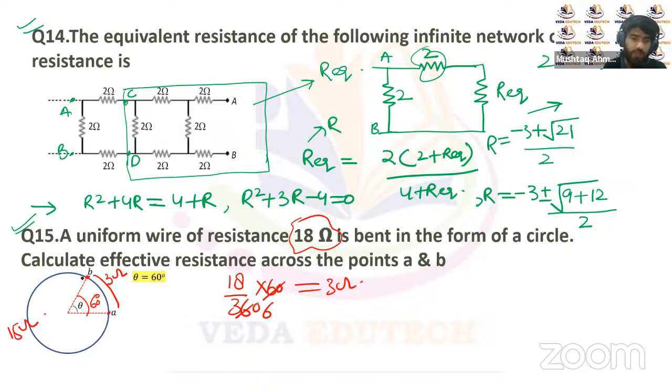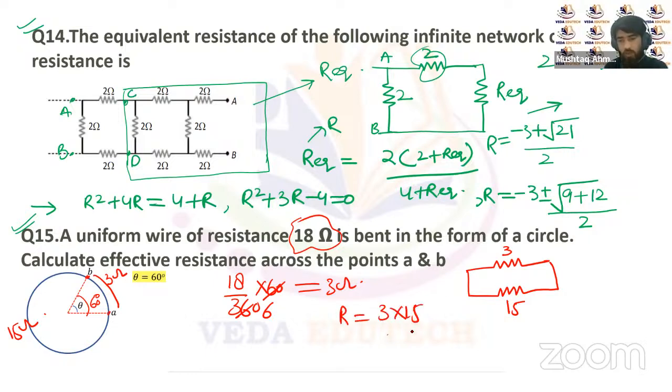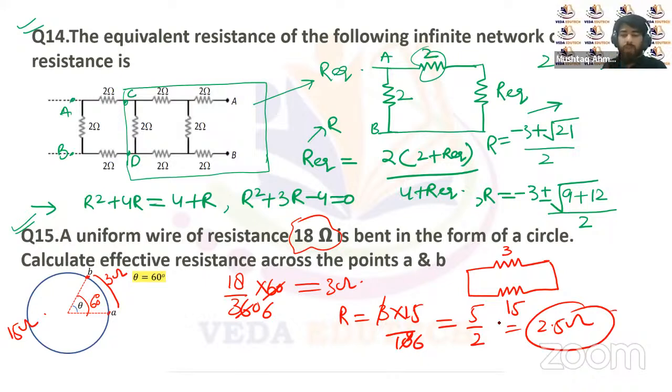Now you can see here the 15 ohm and 3 ohm resistors are in parallel to each other. So their equivalent resistance will be 3 multiplied by 15 upon 18, so it will be 3 and 6, 5 upon 2, which is 2.5 ohm.